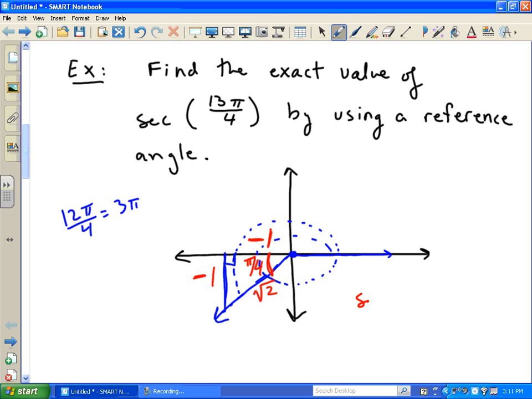So secant of 13 pi over 4, the ratio is r over x. The r value is the square root of 2. The x value is -1. So this would be negative square root of 2. This concludes my other examples over finding exact values for trig functions of non-acute angles.